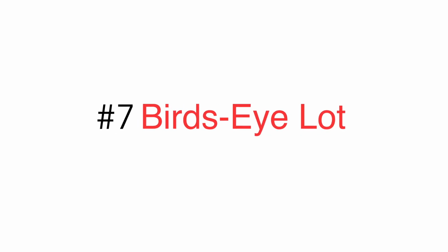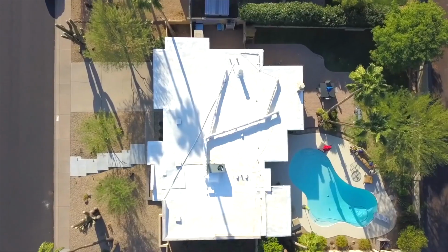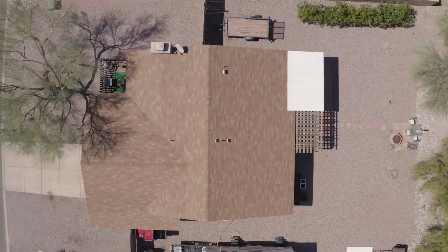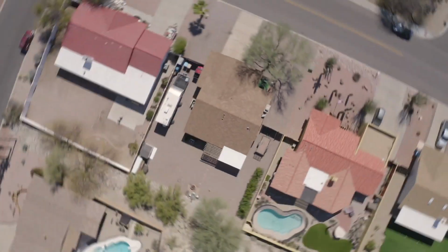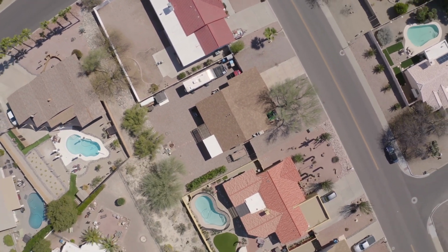Shot type number 7, bird's eye lot. Now for this shot, we're usually centered above the roof of the home. We'll start low and then go up slowly until the entire lot is revealed. If you want this shot to be a little bit more entertaining, you can add a slow 360-degree rotation as you ascend into the sky. You can speed the clip up in the editing process and create a cool spin effect.